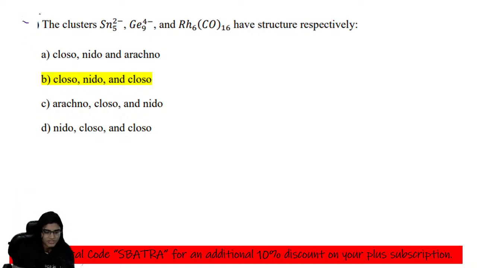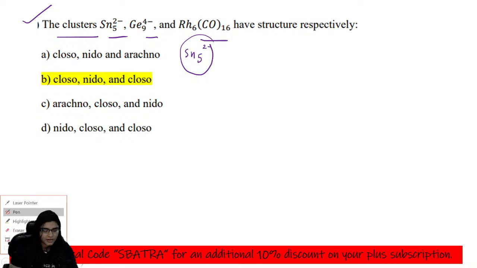The next question is: the clusters given have which structure, respectively? You have to find the structure of these three clusters, whether they are closo, nido or arachno. Let's start with Sn5 2-.